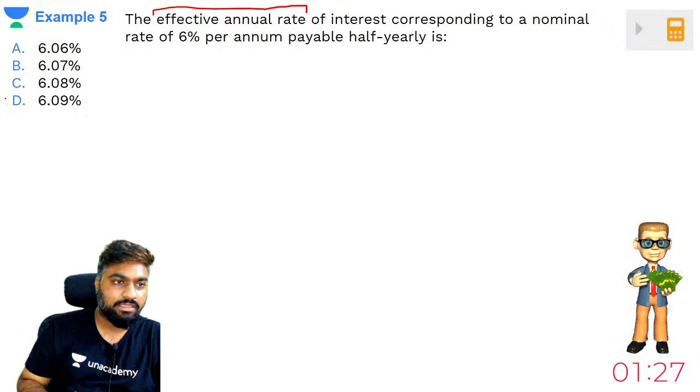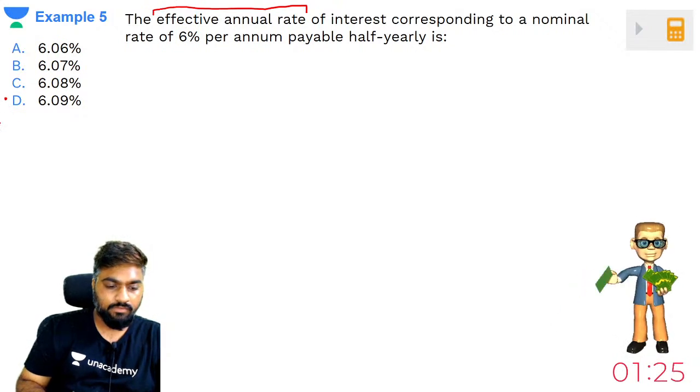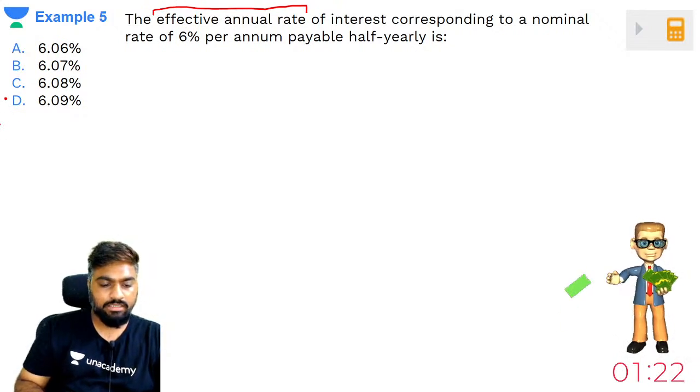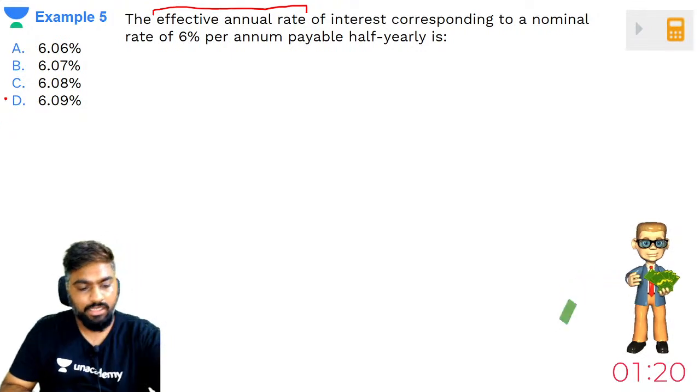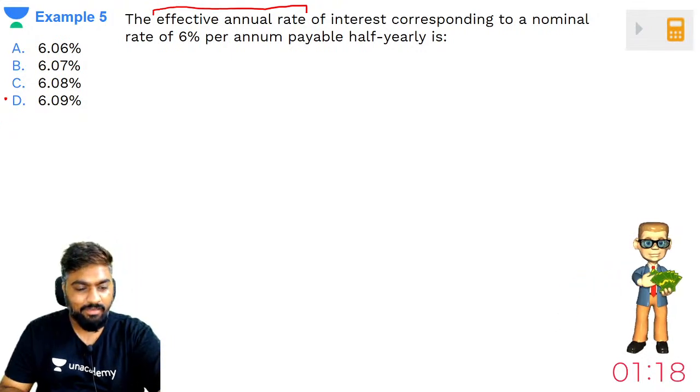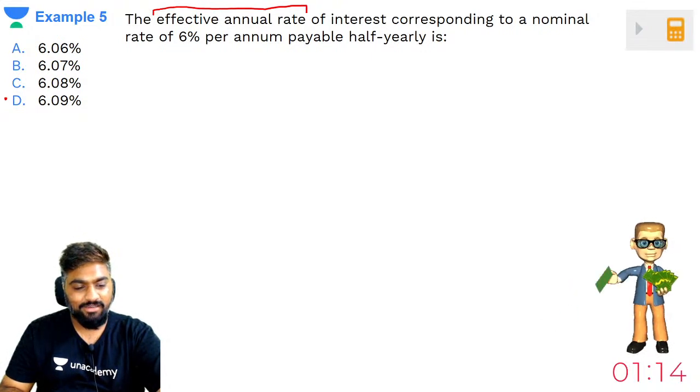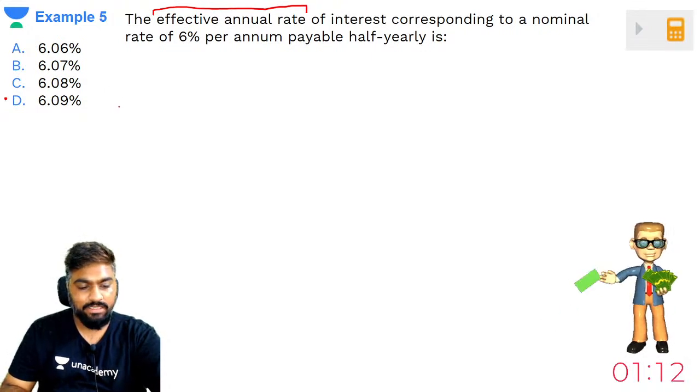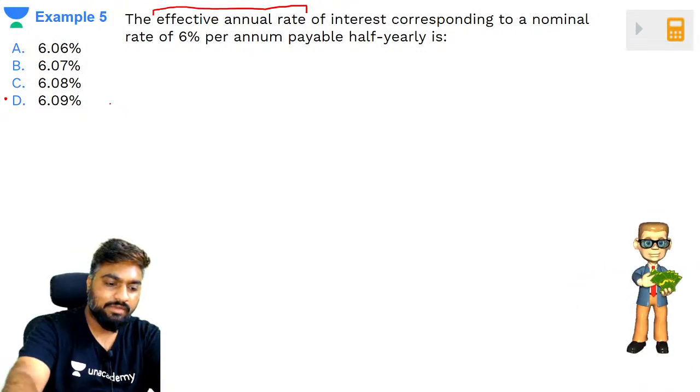6.09 says Jairaj. Jairaj says the answer is 6.09. Jairaj, you changed the name, huh? Okay. Saurabh says 6.09. Gaurav says 6.09. Very good.